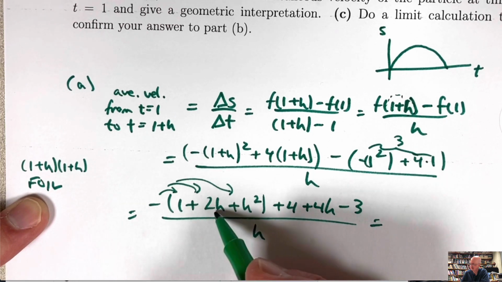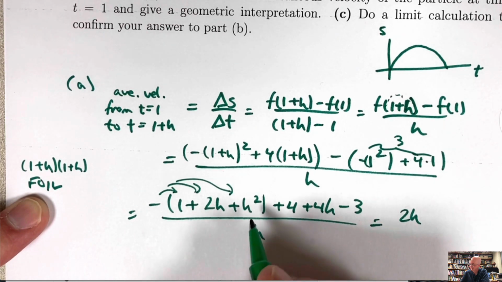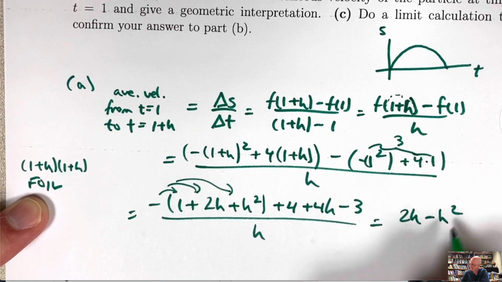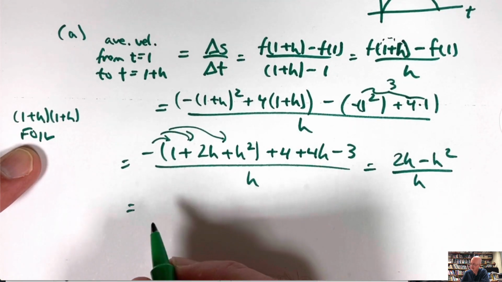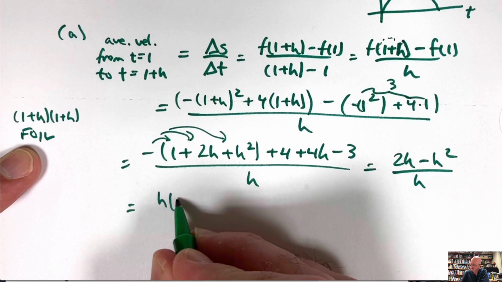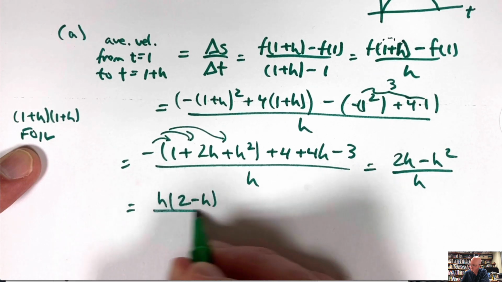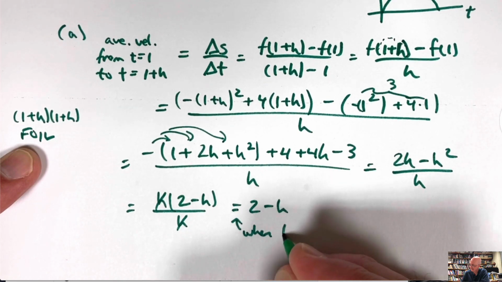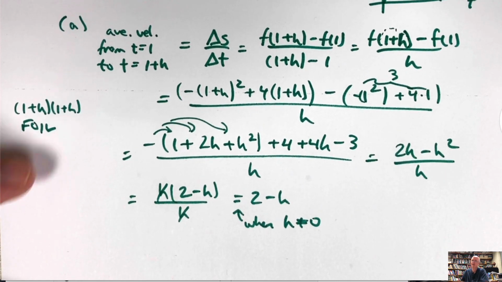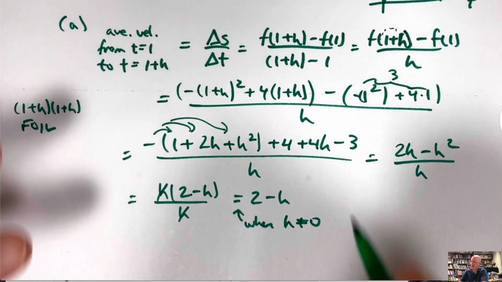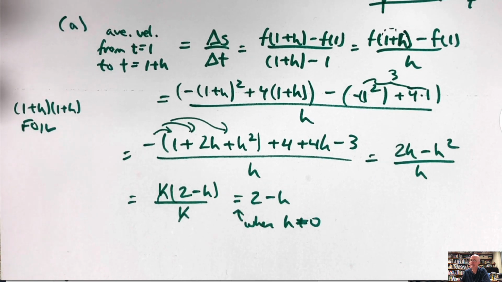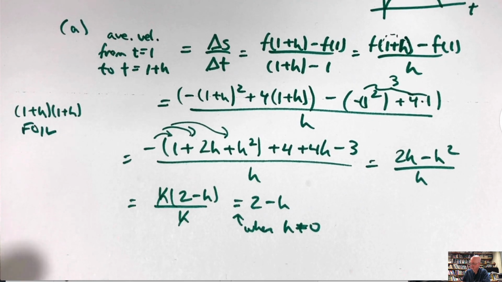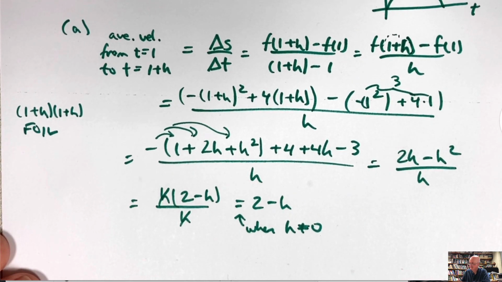You've got a negative 2h there, plus 4h is 2h. And then you have a negative h squared, like that. This gets divided by h. This can simplify. When h is non-zero, I can divide out the h because I can first factor it out of the top, like this, and then divide it out to say this equals 2 minus h when h is not 0. Now we are ultimately going to think about what happens to this quantity as h goes to 0 in the limit. Kind of a subtle concept. Anyway, this is a very nice simplified formula for the average velocity.